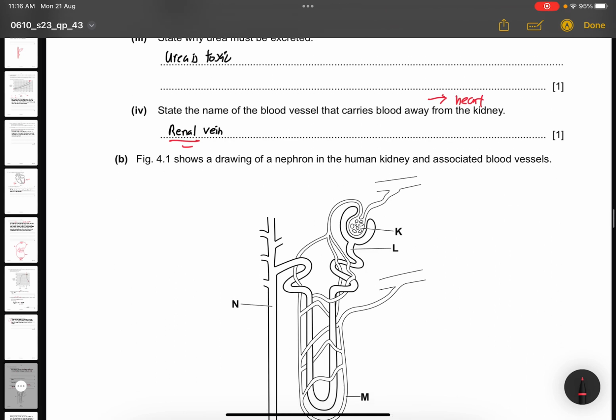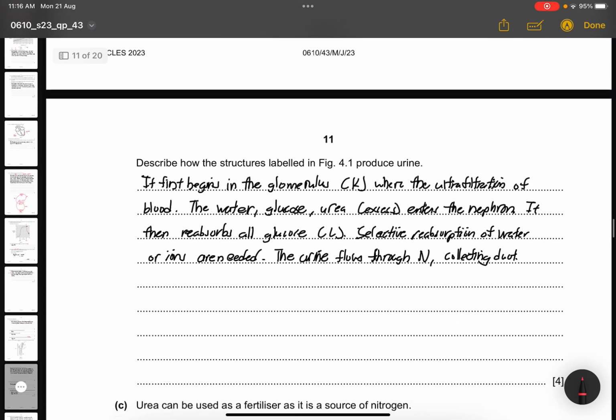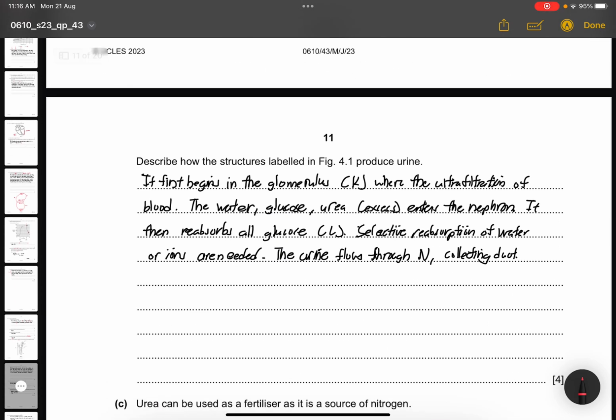Okay. Part B. Figure 4.1 shows a drawing of the nephron in the human kidney and associated blood vessels. Describe how the structures labeled in figure 4.1 produce urine. So I think this is again very simple. It's from the start, how the urea enters and then how it's going to form urine.